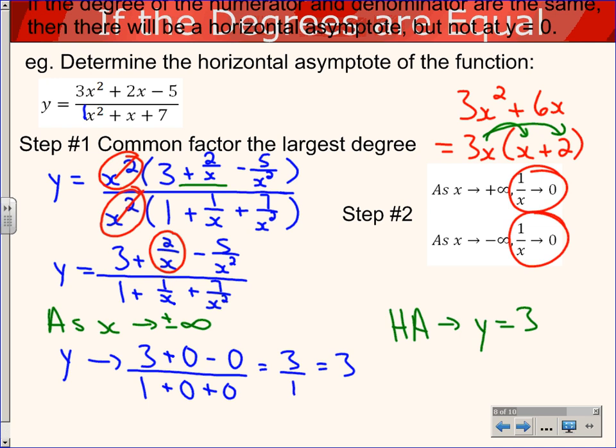By dividing out that largest degree, we've created a whole bunch of mini rational functions inside things. And that's allowing a whole bunch of things to equal 0, or to approach 0, I should say. So that there is how we can demonstrate how to get a horizontal asymptote.